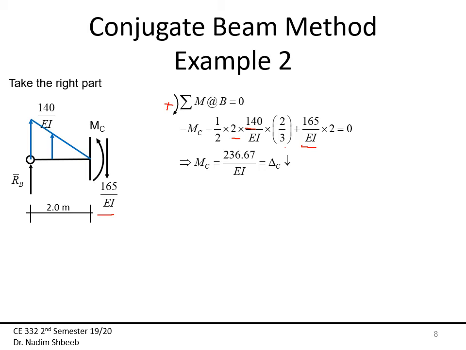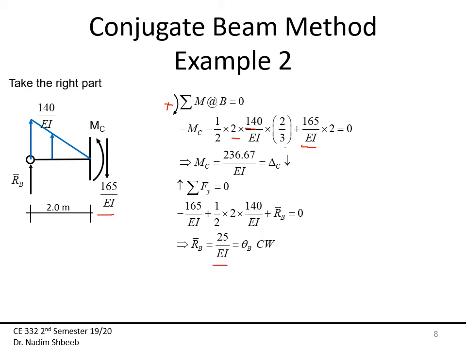Okay, and if I wanted to find theta B, which he is not asking for, but again, since I already did the full-blown example on moment area method, this is just to show you that I'm getting the same values as well. So I hope that was clear enough.